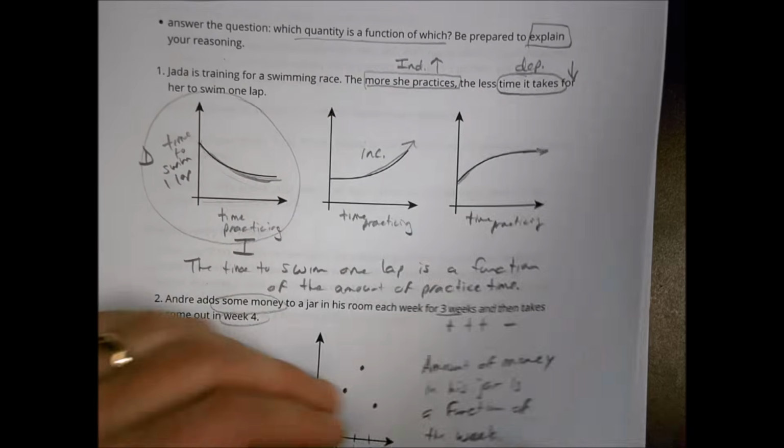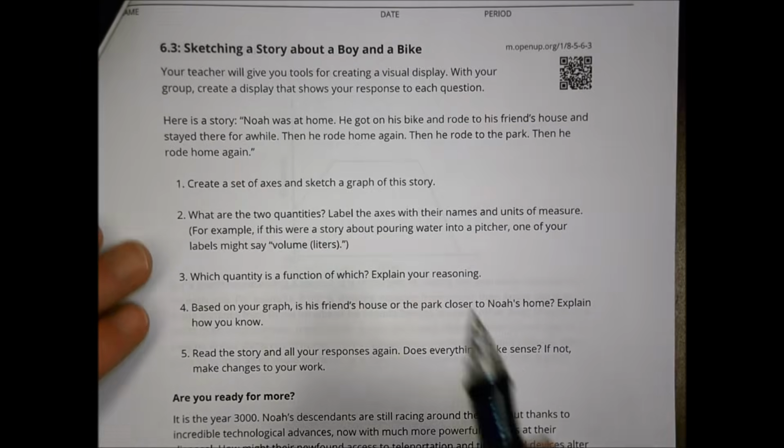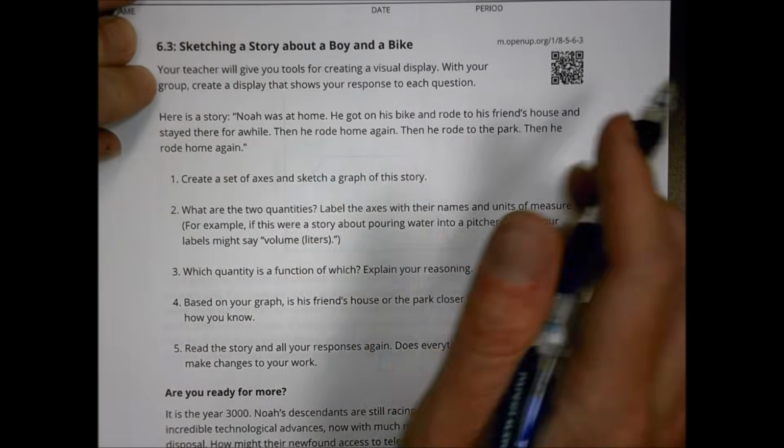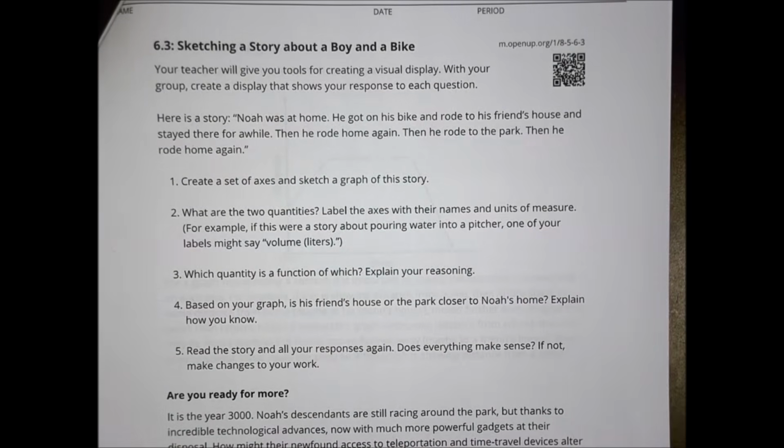Just interesting. All right, let's take a look at the next one. 6.3, it's a little story. This is called Sketching a Story About a Boy and a Bike. Okay, and so you're going to have a tool, it says, from your teacher to create a visual display with your group. Create a display that shows your response to each question.